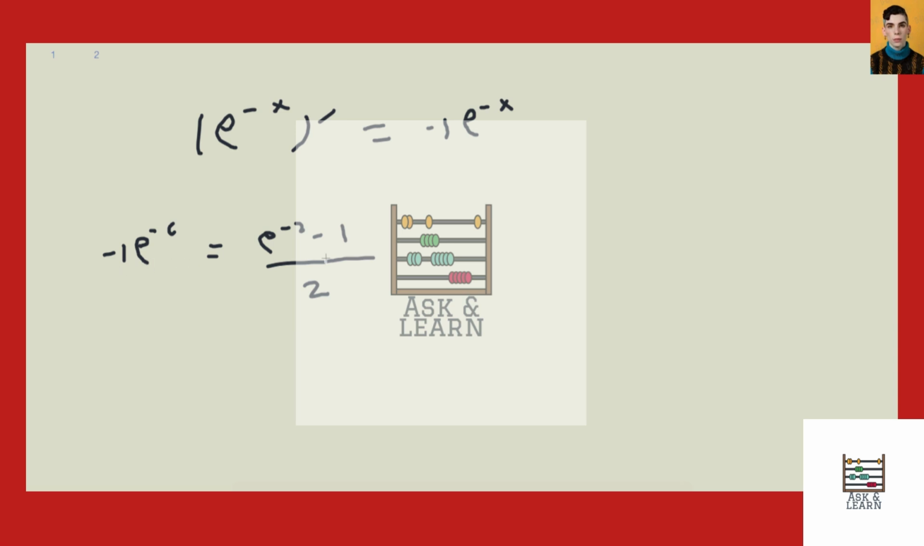But we're going to bring this negative 1 over here, and we're going to switch these two values to actually apply it. So e to the minus c equals 1 minus e to the minus 2 all over 2. And then we're going to take the natural log on both sides. So we're going to apply natural log, because that's how you get rid of the exponent function.